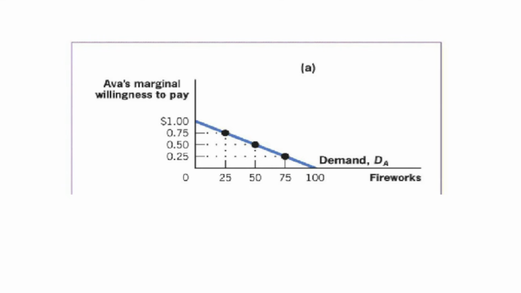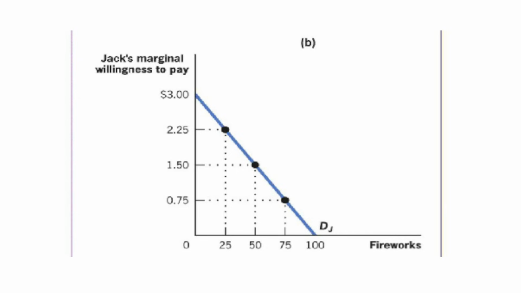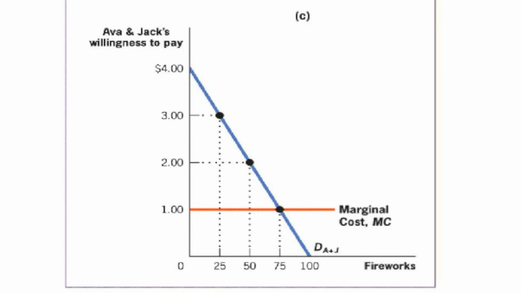So Ava's willing to pay $1 for the first firework, and by the time you get to the 100th firework, it's worth nothing to her. Jack's willing to pay $3 for the first firework, but also by the time you get to 100 fireworks, it's worth nothing to him. And so society as a whole is willing to pay $4 for the first firework with its diminishing demand. And if the marginal cost of fireworks is $1, then the optimal number of fireworks to provide is 75. That's the graphical implementation of the Samuelson rule, the sum of the marginal willingness to pay.